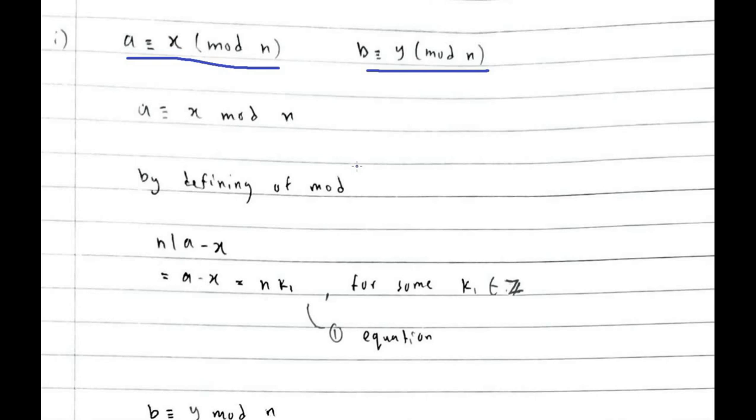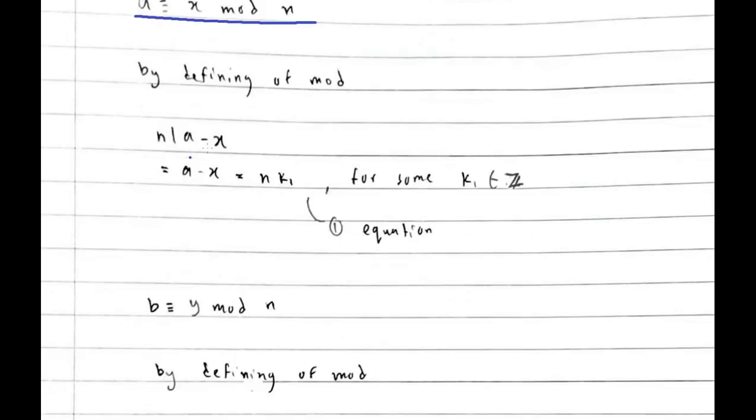Okay, so we continue with question 4. After reading the question, it asks us to prove these two equations, which are a congruent to x mod n and b congruent to y mod n. So we go for the first equation first, which is a congruent to x mod n. By definition of mod, we get n divides a minus x. The equation can also be written as a minus x equals n k1, where k1 is an integer.